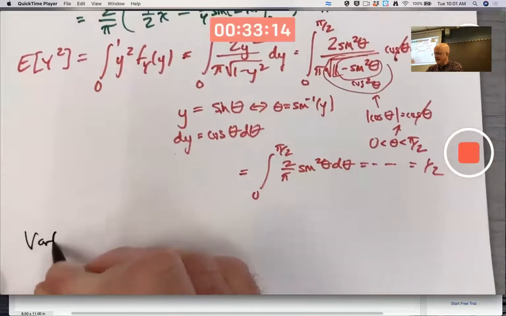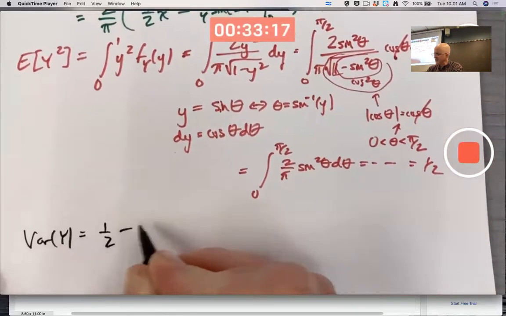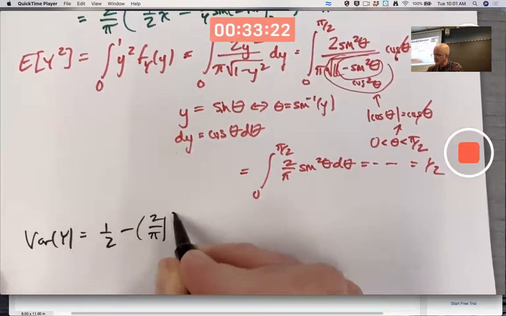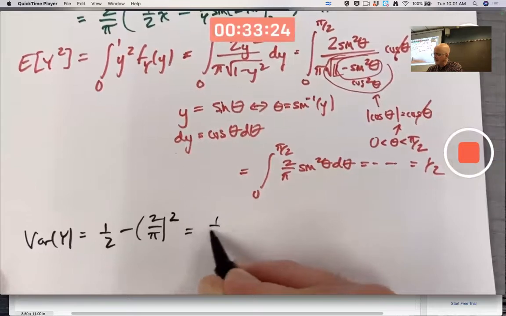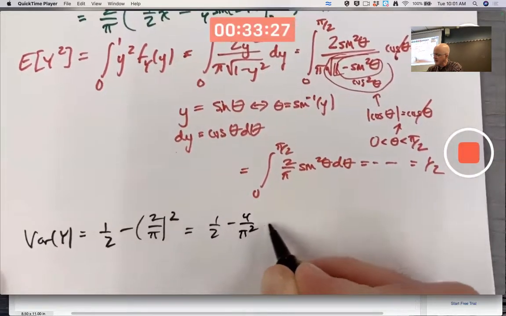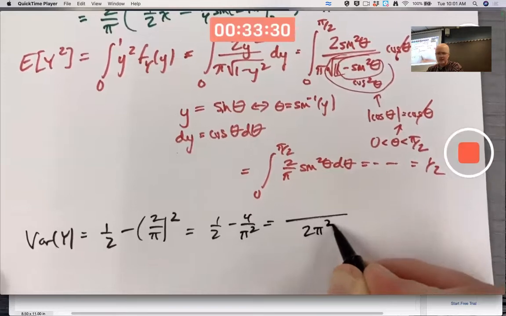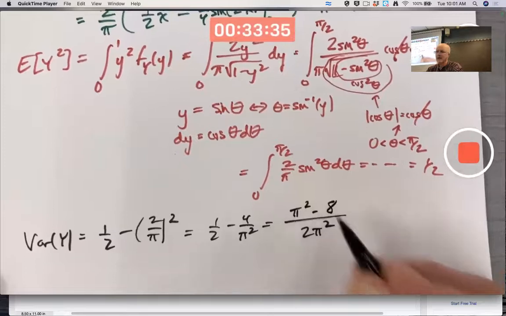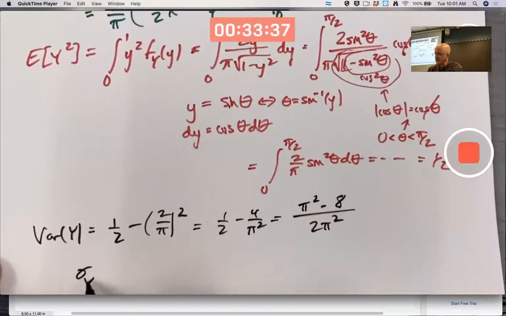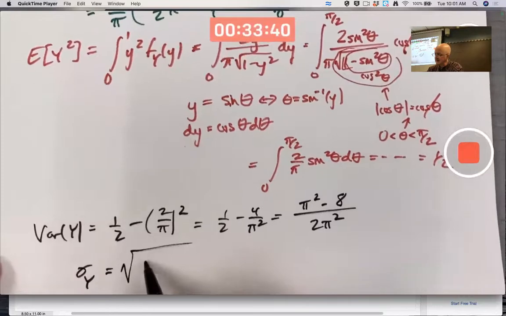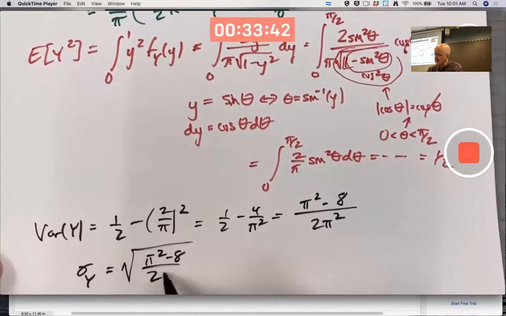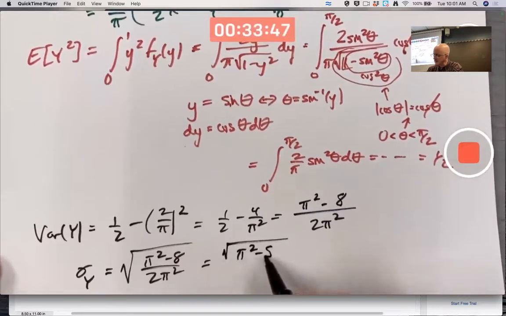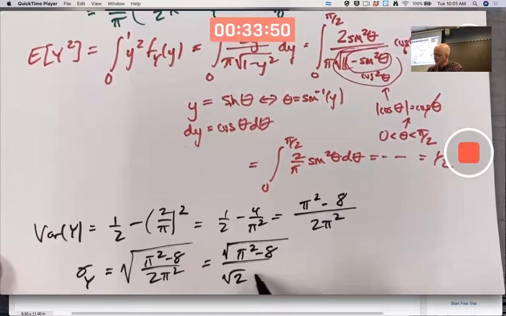So the variance then becomes the second moment, 1/2, minus the first moment squared. The first moment was 2 over pi, right? So that'll be 1/2 minus 4 over pi squared. Get a common denominator of 2 pi squared. And there we go. The standard deviation is the square root of that. And that can be written as I have on the paper, square root of pi squared minus 8 divided by square root of 2 times square root of pi squared, which is pi.